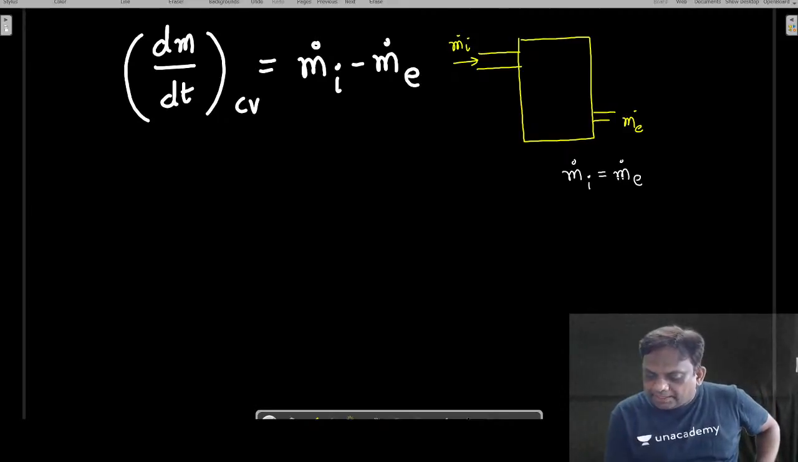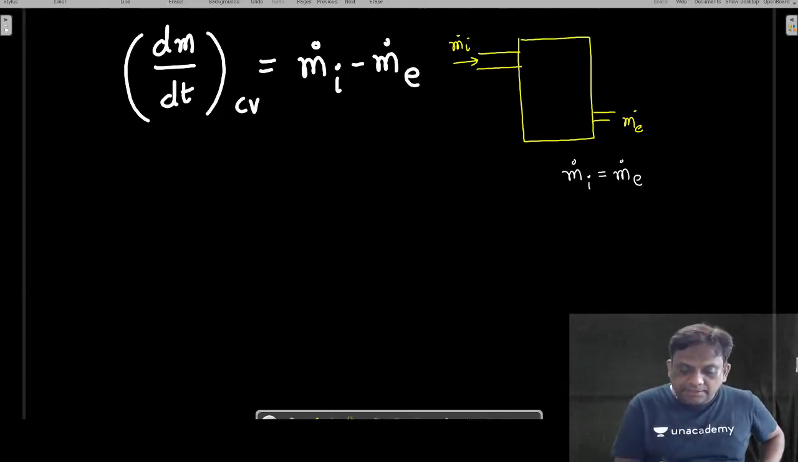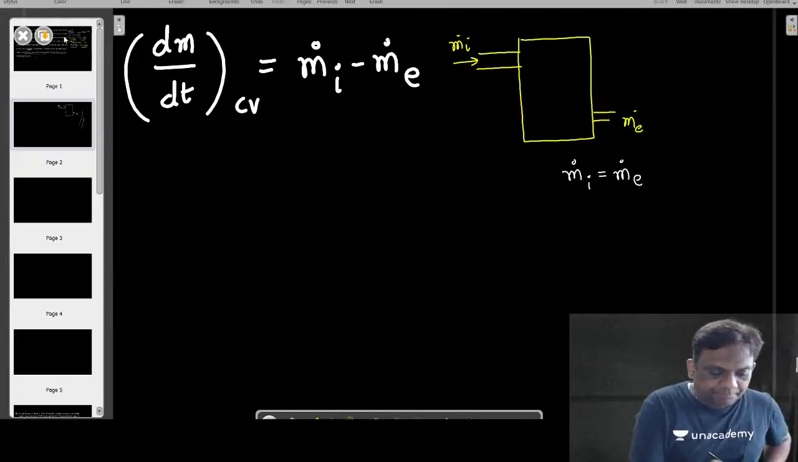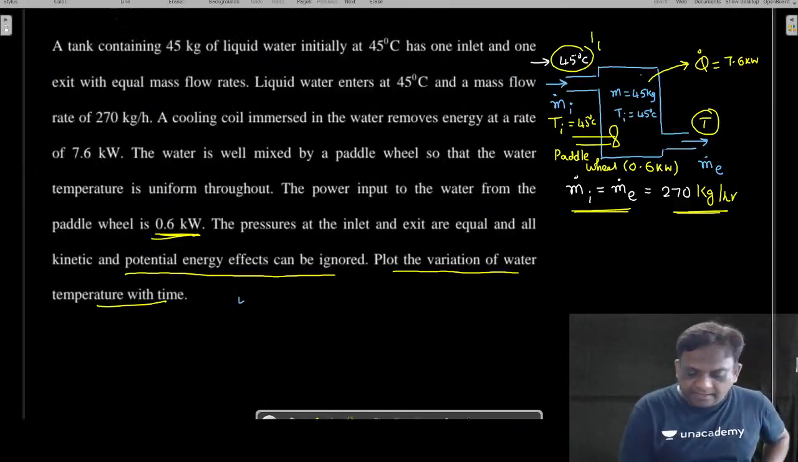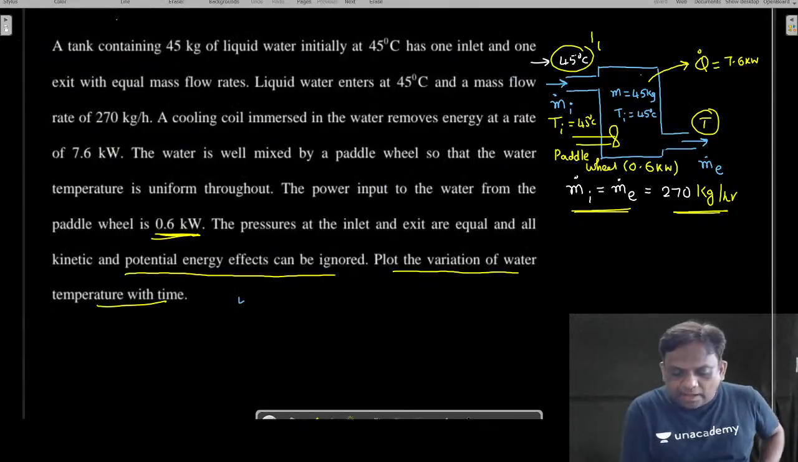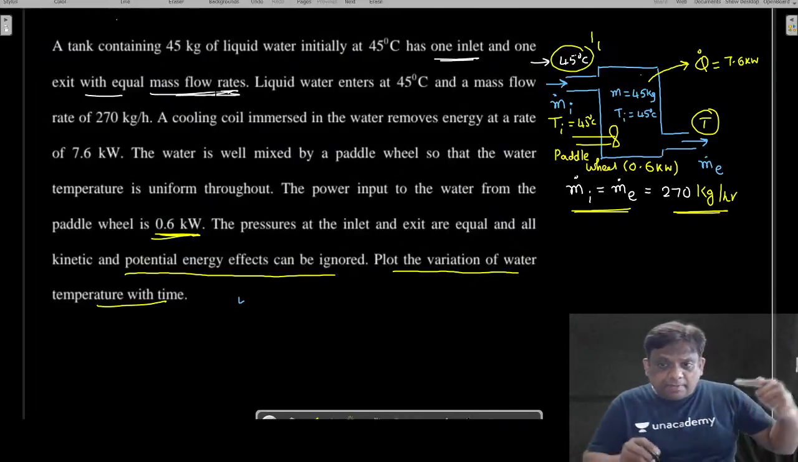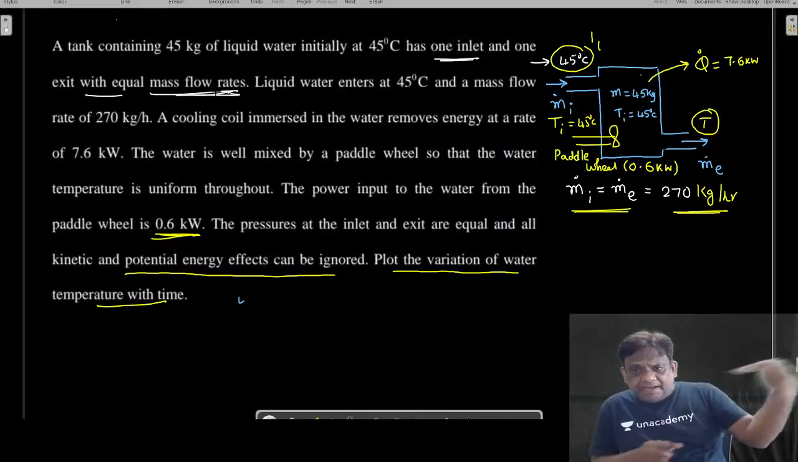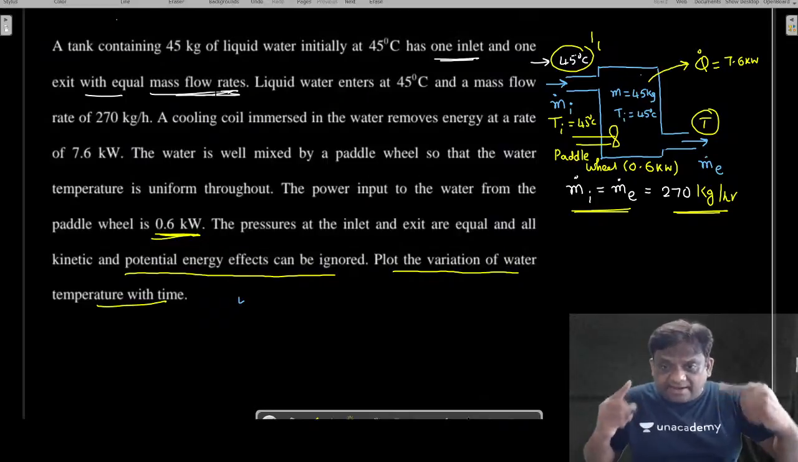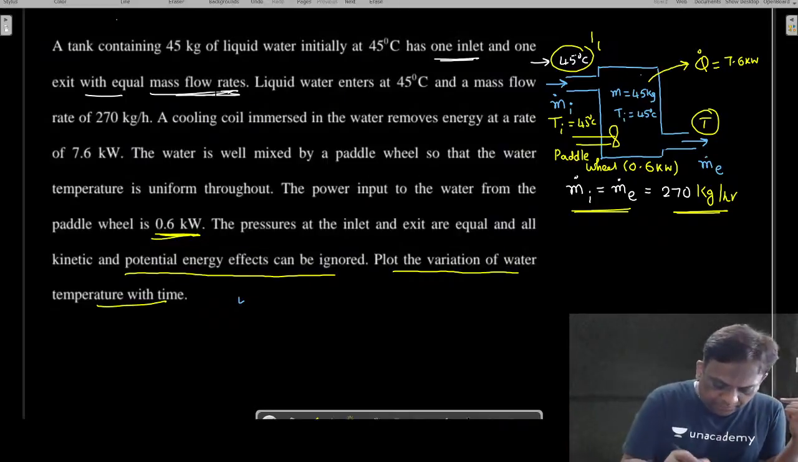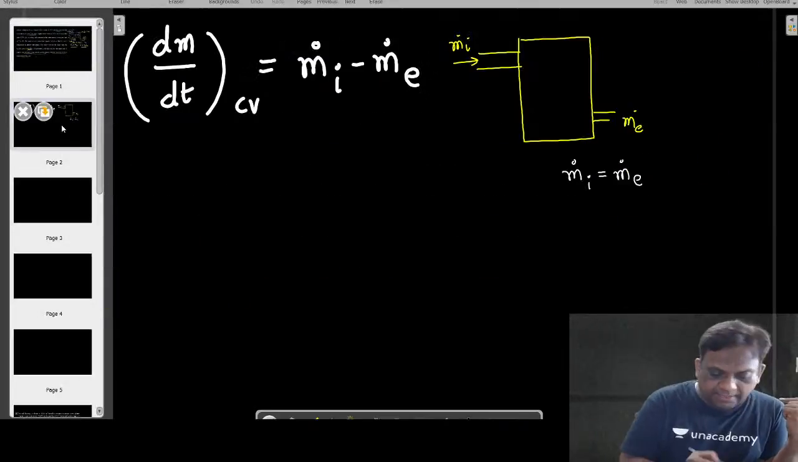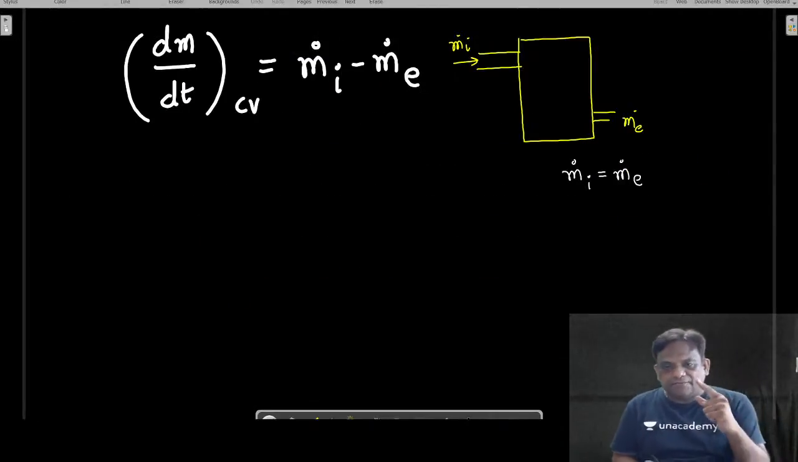Look, he has said m dot I is equal to m dot E. What did he say? He said very clearly, one inlet and one exit with equal mass flow rate. Equal means what is coming in and what is going out, entry and exit are the same. So therefore now I'll write very clearly. Look once, this is the first equation.